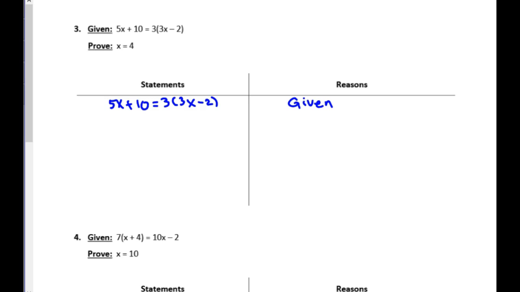So on number 3, what do we do first? Distribute. Those parentheses let you know they got to go first. We distribute. So 3 times 3x is what? 9x. And 3 times negative 2 is negative 6. And I put what property again? Distributive property.